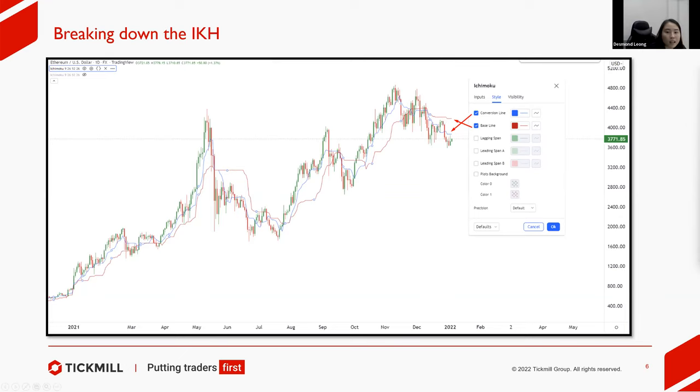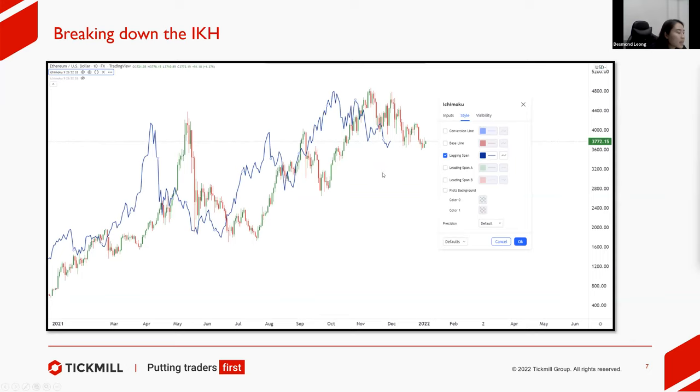Blue line below the red line is bearish, meaning it's on a downtrend. Blue line above the red line means it's bullish, it's on an uptrend. Okay? Okay, cool. The next thing we're going to talk about is the lagging span. The lagging span is basically the line that, on TradingView, the default color is this dark blue. So when you see this dark blue, it's the lagging span. It's basically the line that is behind current price by the input that you put.